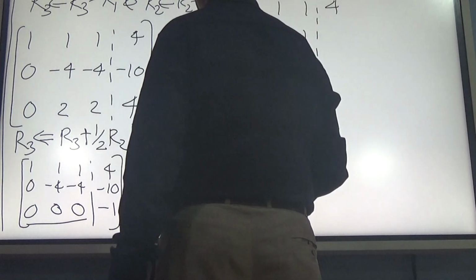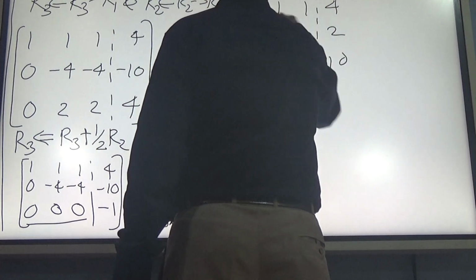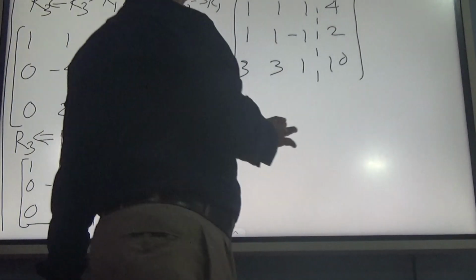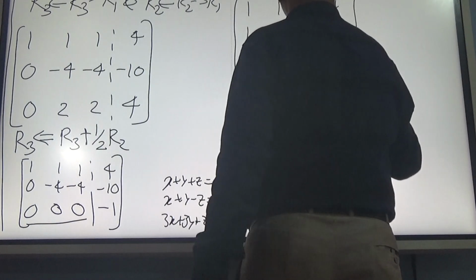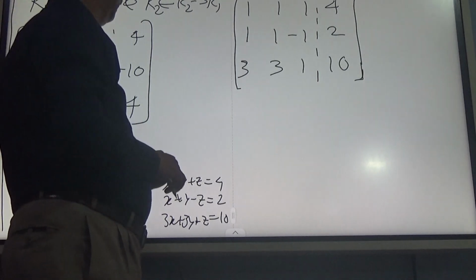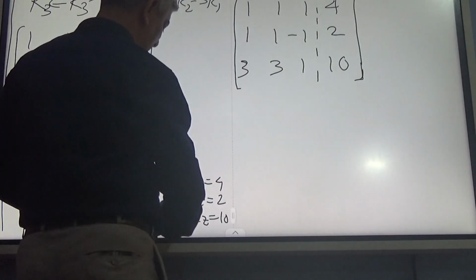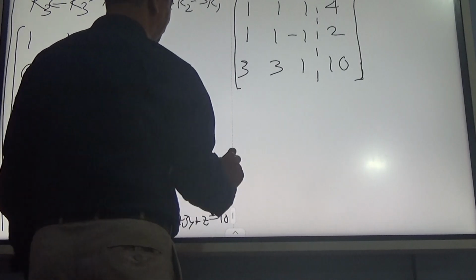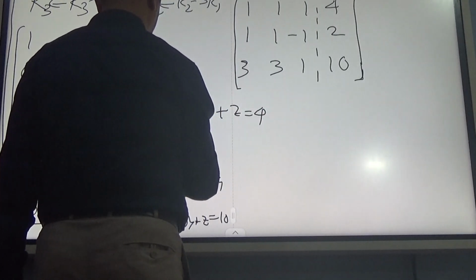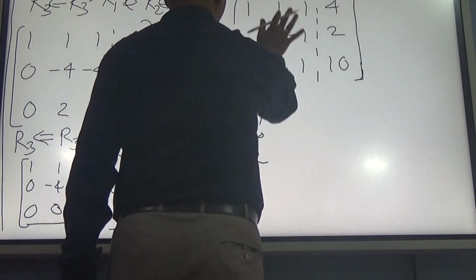1 1 minus 1 2, 3 3 1 10. Now how are we going to do this? The equations: x plus y plus z equal to 4, 3x plus 3y plus z equal to 10, and x plus y minus z equal to 2.